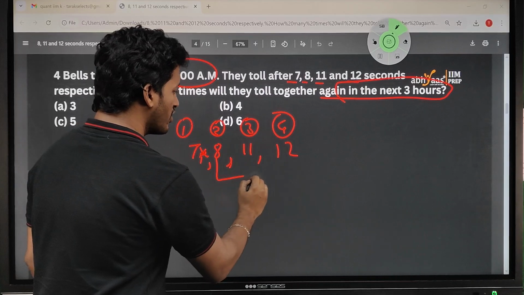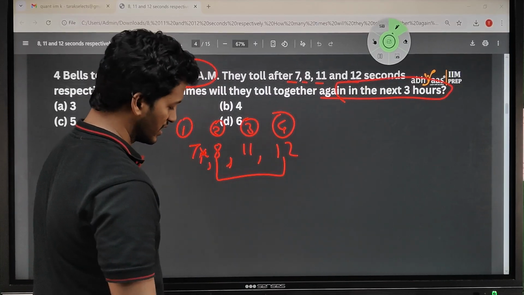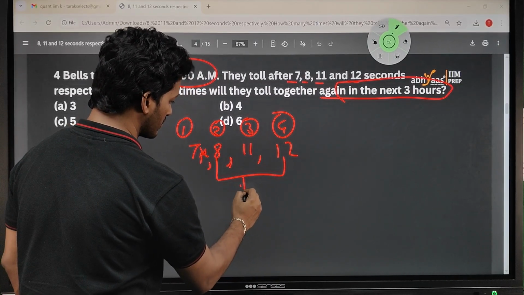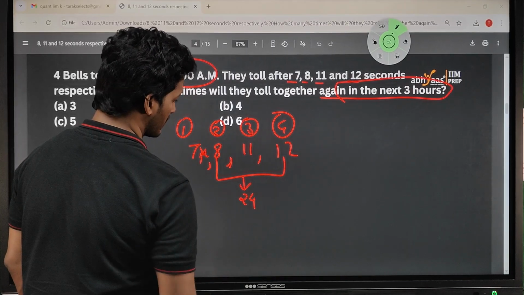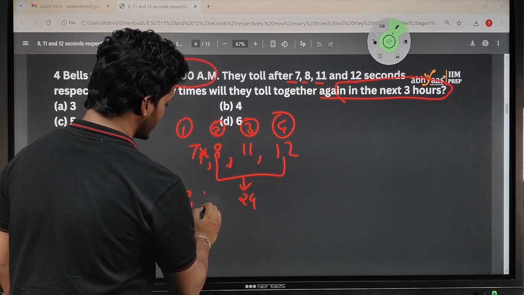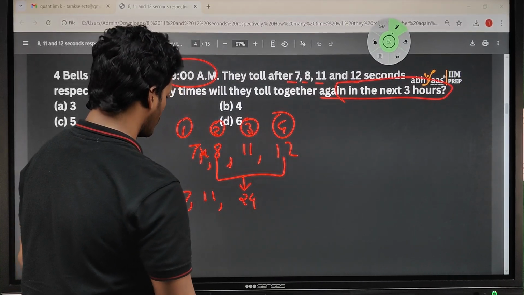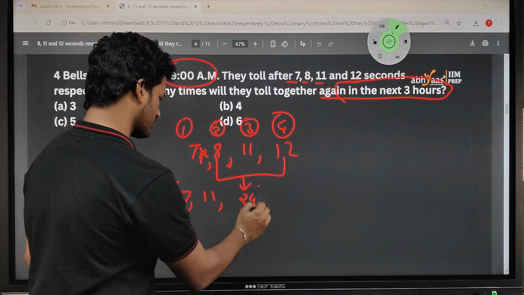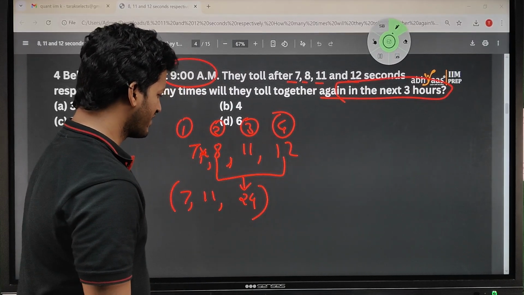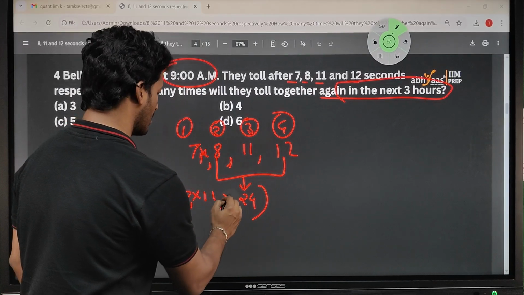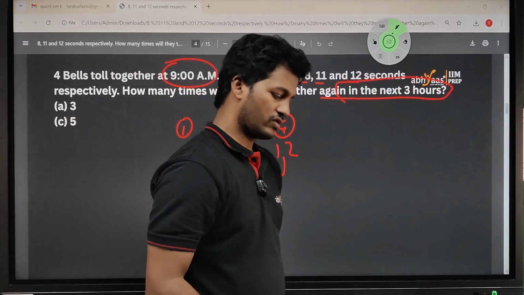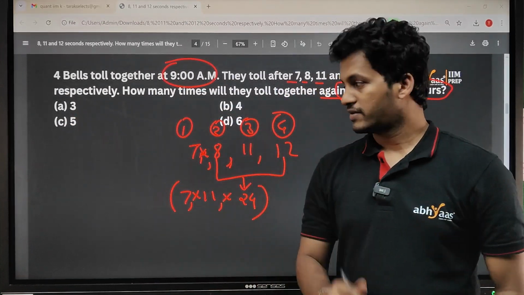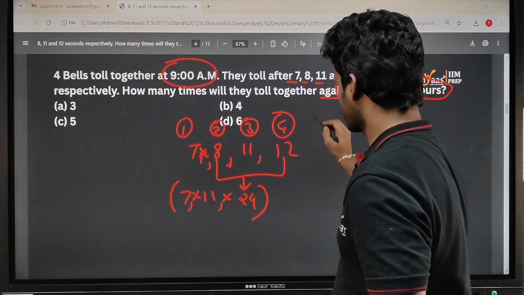Can I find the LCM of 8 and 12? Yes, exactly, it is 24. So it's nothing but the LCM of 7, 11 and 24, which is the multiplication of 7, 11 and 24. First of all, how do we find LCM in a case like this?